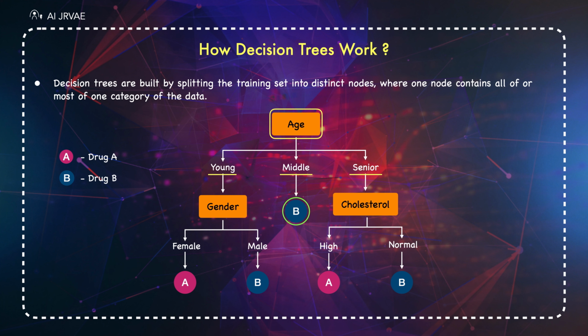The additional decision variables can be things such as cholesterol levels, gender, or blood pressure. For example, if the patient is female, then we will recommend drug A. But if the patient is male, then we will go for drug B. As you can see, decision trees are about testing an attribute and branching the cases based on the result of the test. Each internal node corresponds to a test, each branch corresponds to a result of the test, and each leaf node assigns a patient to a class.